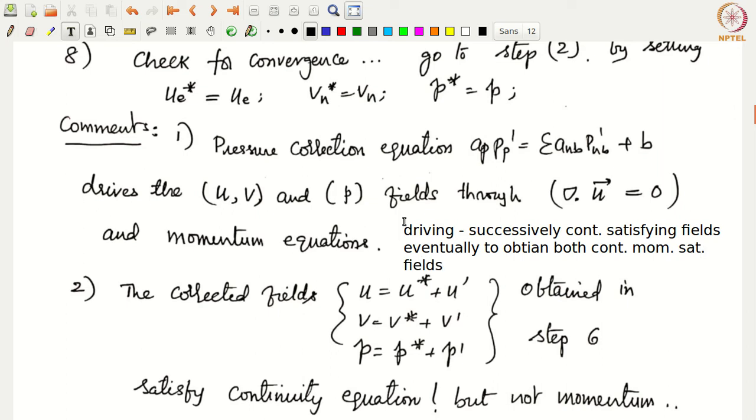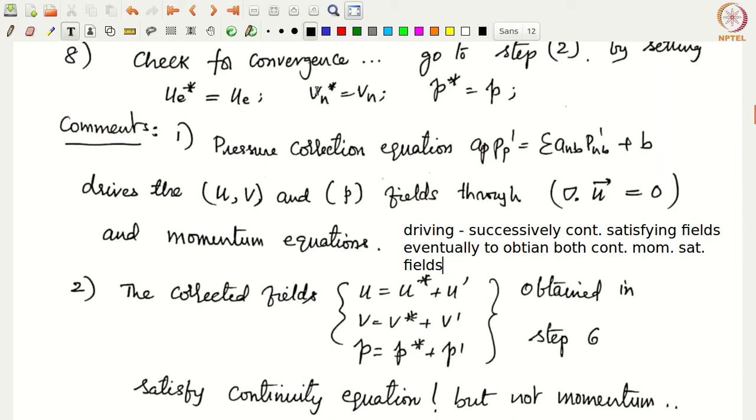So essentially we are eventually reaching the velocity and pressure field that satisfies both continuity and momentum, but we are reaching this goal through successively continuity satisfying fields. At every iteration, at every step in one loop of the SIMPLE algorithm, we have a velocity field that satisfies continuity. Okay, and then this will be driven to satisfy momentum through successive iterations.